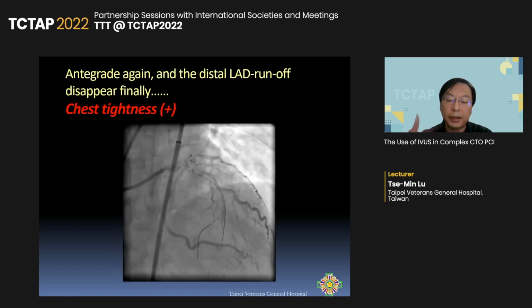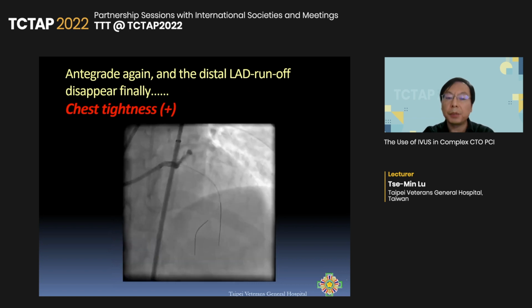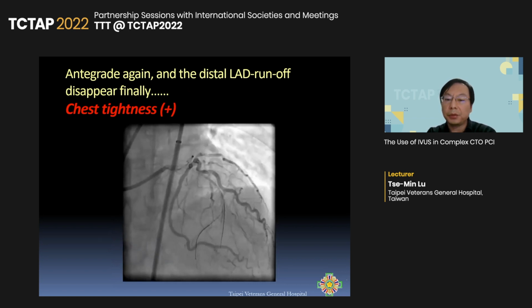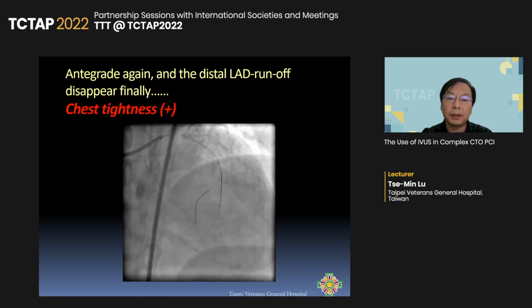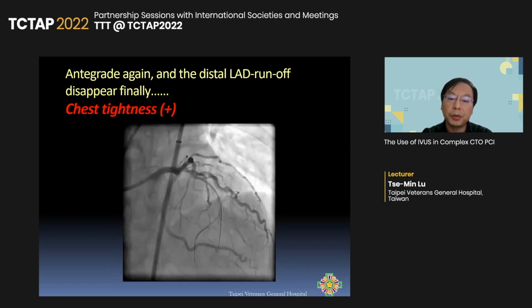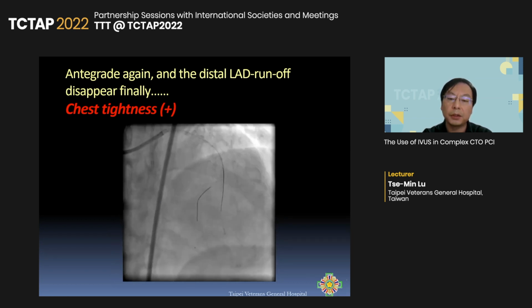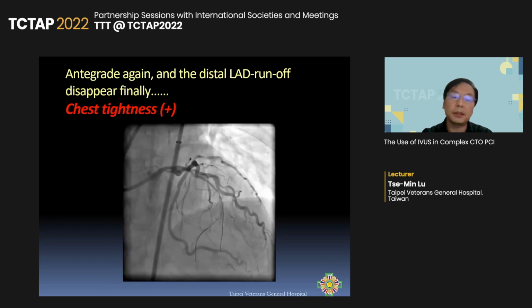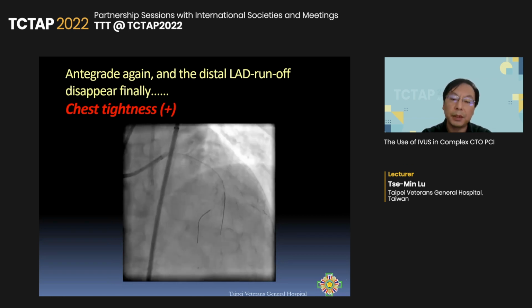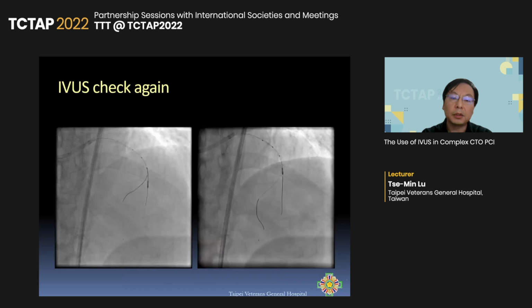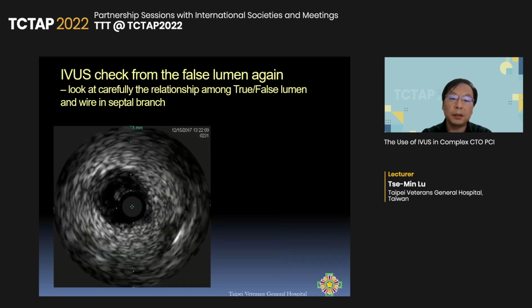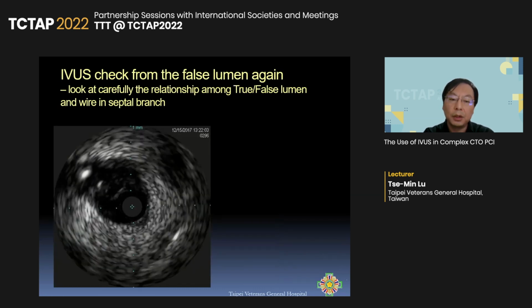I have to turn back to the antegrade approach again and try to manipulate my wire a little bit, but at this point, the retrograde flow has disappeared. Antegrade flow is also impaired, so at this moment, the patient began to feel some chest tightness. So again, I check the IVUS.